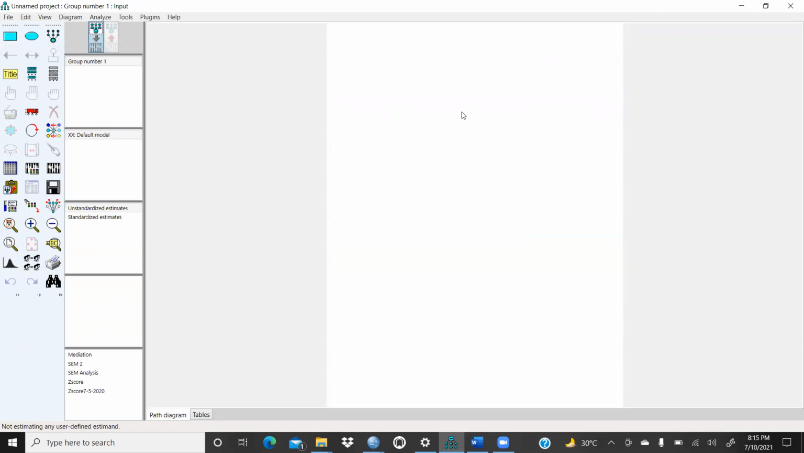This is the AMOS software. The initial page would be like this, where we conduct all the operations. This is known as the canvas, right? And you can increase or decrease the canvas with the mouse, by rotating the wheel. I am increasing this canvas and now I am decreasing it, right?